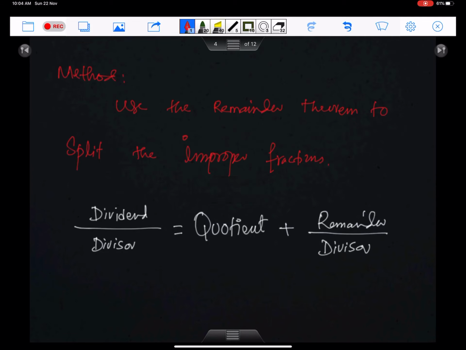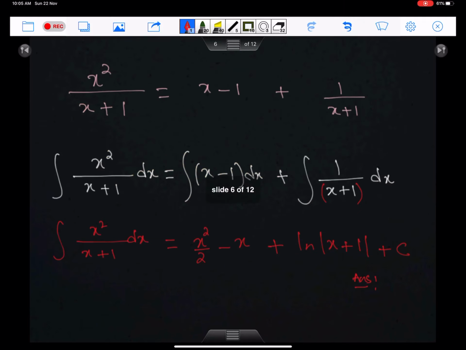And here is the remainder theorem. Quotient is here, remainder is here, divisor is here. So make sure you substitute everything correctly. So this is the quotient, remainder, divisor, dividend, divisor. Now by taking the sign of integral on both sides, we have integral here, integral here. This is simple integration. This will become x square upon 2 minus x. This will become ln modulus x plus 1 plus c. That's it. This is over.